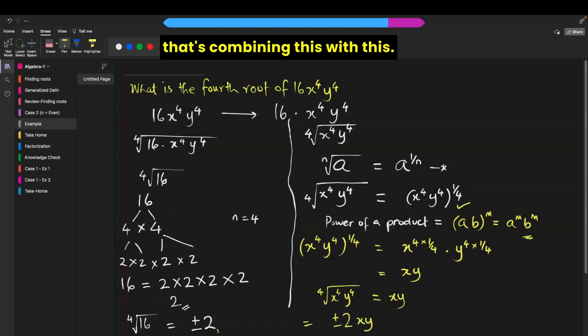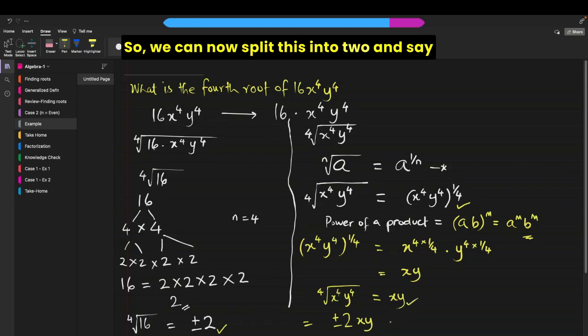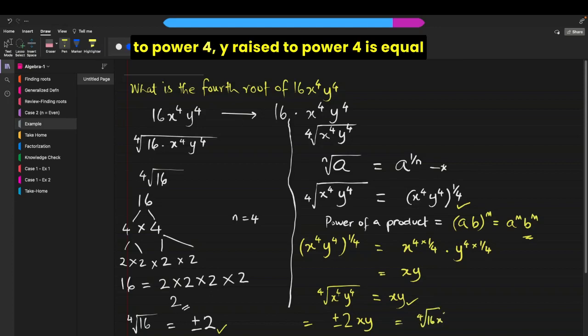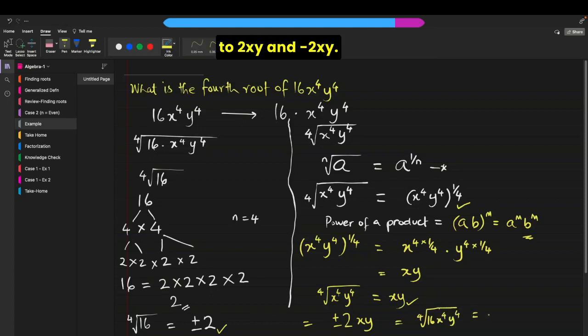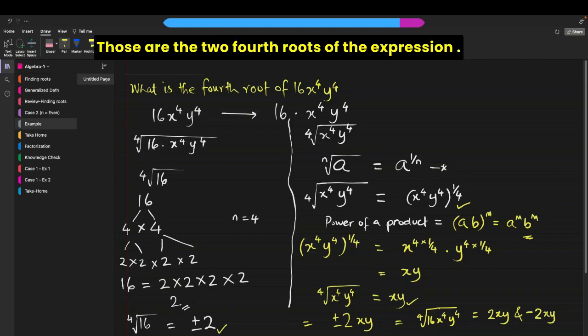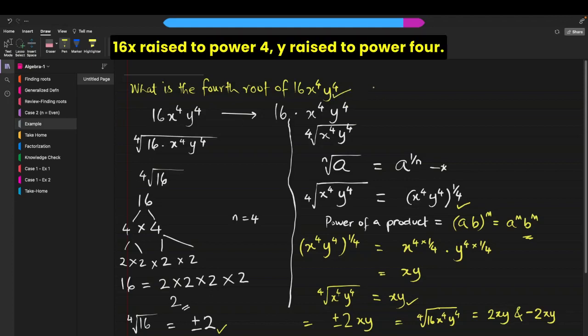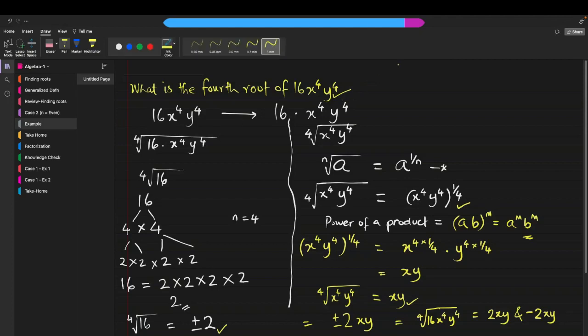That's combining this with this. So we can now split this into 2 and say that the fourth root of this expression, 16x raised to the power 4, y raised to the power 4, is equal to 2xy and negative 2xy. Those are the two fourth roots of the expression 16x raised to the power 4, y raised to the power 4.